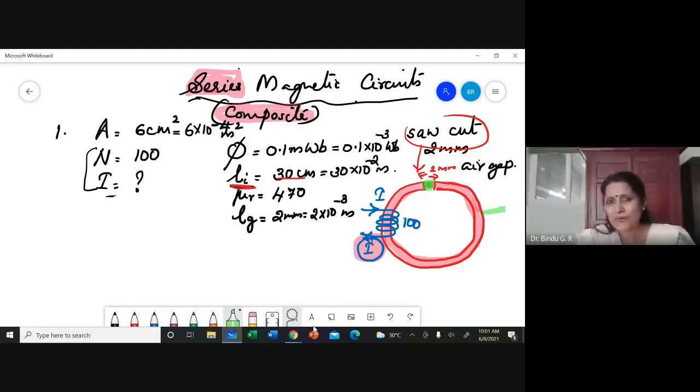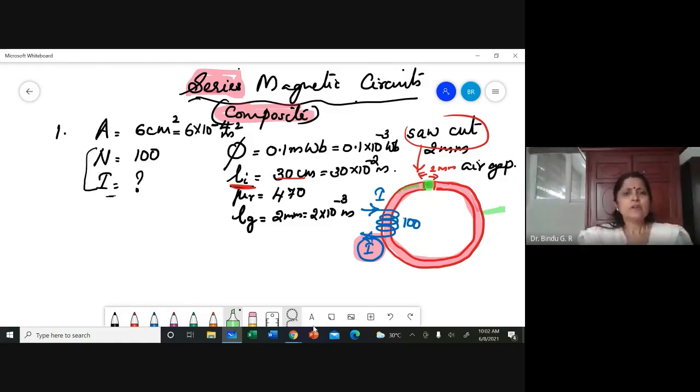Yes, ma'am. So composite magnetic circuit means made up of different materials. So the flux is passing through iron at certain points, and the flux is passing through air also. So this is a series magnetic circuit because the flux formed in all parts of the magnetic circuit is the same. It is a composite magnetic circuit as well because two kinds of materials are coming in the series circuit, one is iron and the other is air.